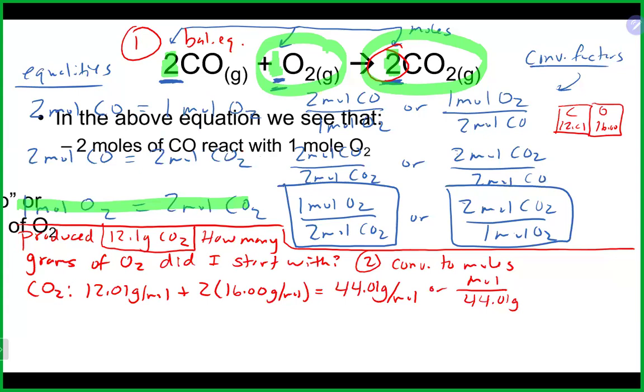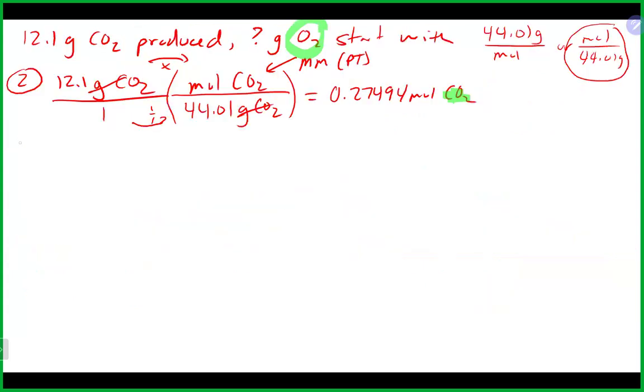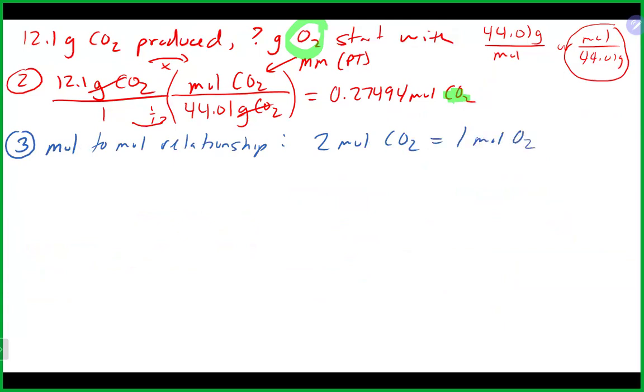If we take a look at where we're at this point, we're going to go to the mole-to-mole relationship from the equation. And we see that from the equation, for every 2 moles of CO2, we get 1 mole of O2. Again, that is the coefficients in the equation that we did earlier. That's going to give us 2 options for conversion factors. 2 moles of CO2, I'll just write on this page so we can see it, 1 mole of O2, or 1 mole of O2, 2 moles of CO2.